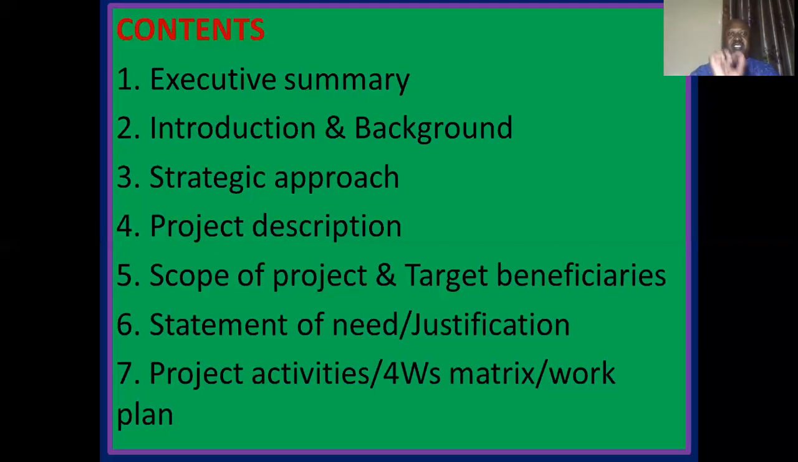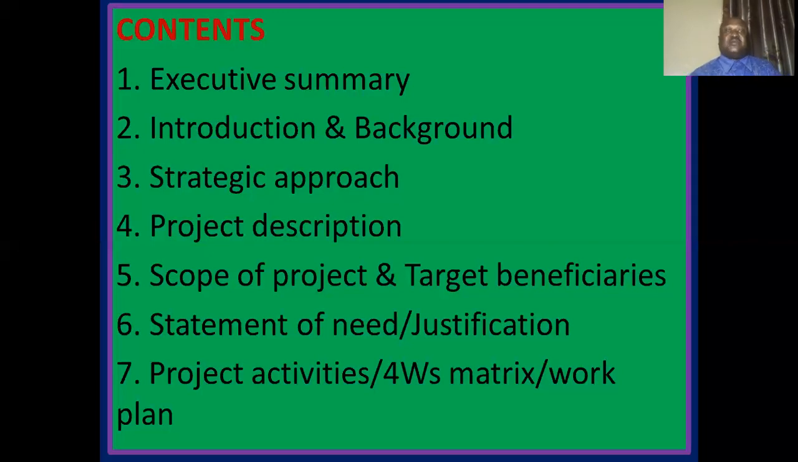Under strategic approach, we also have a mission. A mission is a statement explaining what the project is all about. What do you stand for? Do you stand for quality assurance? Do you stand for women empowerment? That is our mission. Our mission is to see that all women are economically empowered, politically empowered, and socially empowered. They are not marginalized.